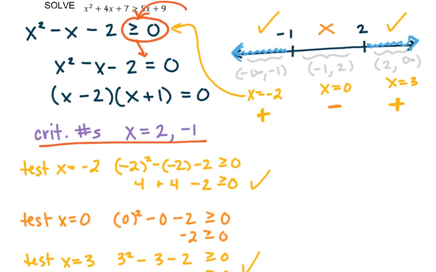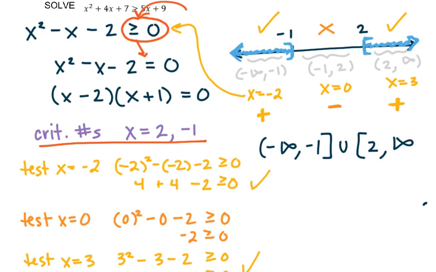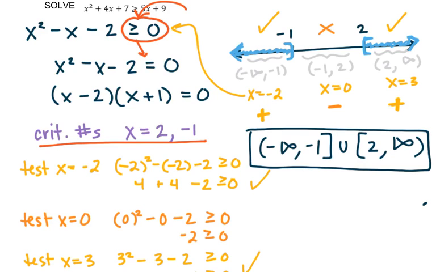So my solution set, my final answer here, I'm going to have a bracket shading to the left of -1 and a bracket on 2 shading to the right of 2. And when I write my answer in interval notation, I'm going to say -∞ to -1 union, and as I just said, that needs to be a bracket, union 2 to +∞. And this is my solution set.